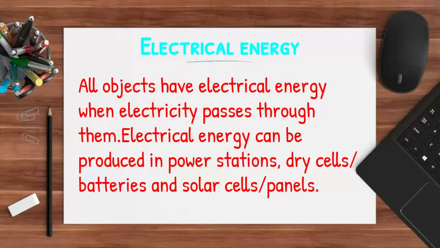Electrical energy. All objects have electrical energy when electricity passes through them. Electrical energy can be produced in power stations, dry cells or batteries, and solar panels or cells.